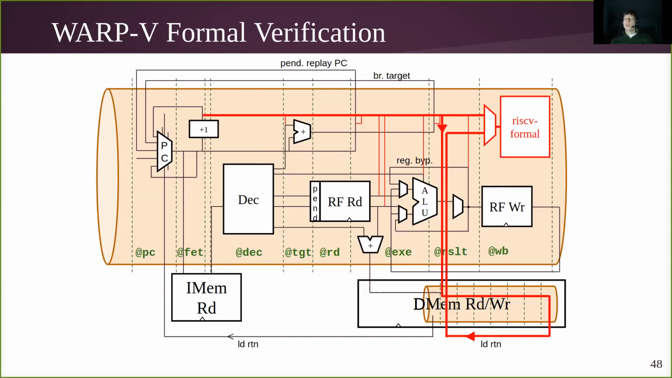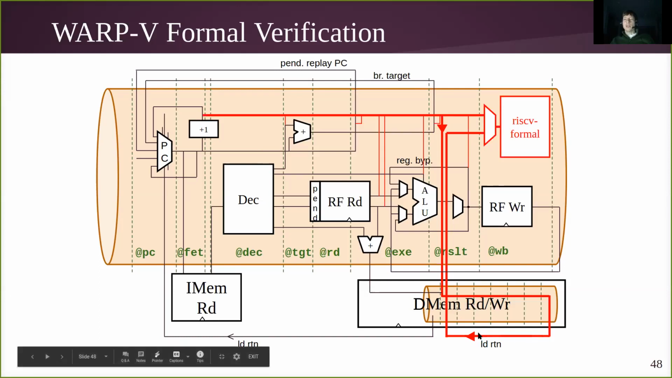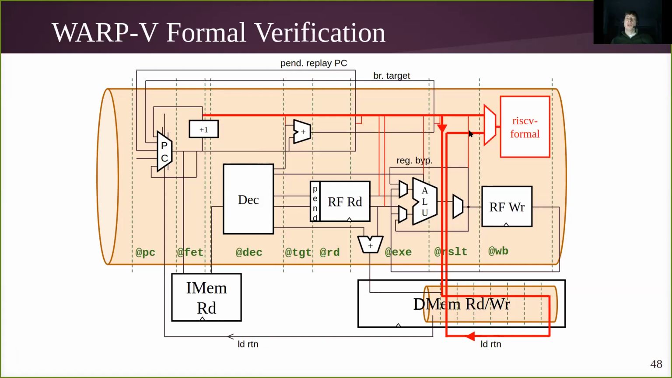RISC-V formal does support the ability to have these instructions presented out of order. So that's convenient for us because our loads need to go through memory before we can present them. So we hook this up such that the majority of instructions, when they reach the write back stage of the pipeline, are presented to RISC-V formal. Loads, however, will be presented once they've come back from memory, because only then do we have the load value from memory that needs to be presented along with the rest of the instruction fields.